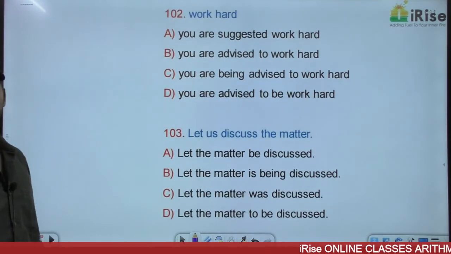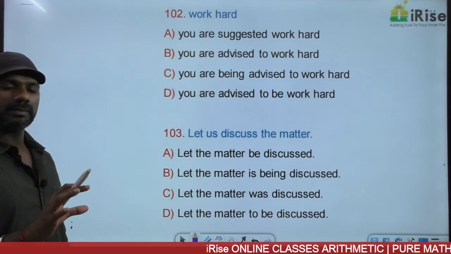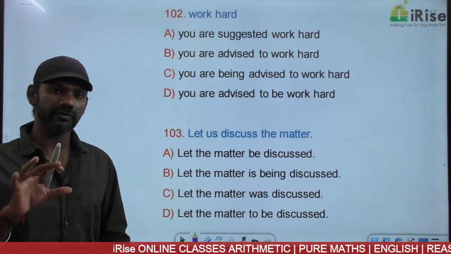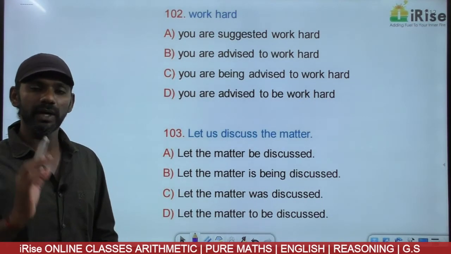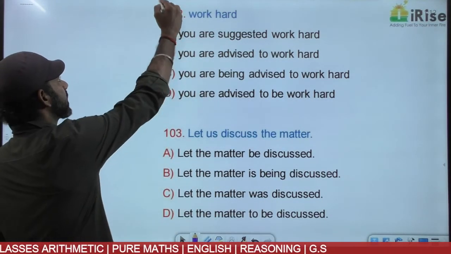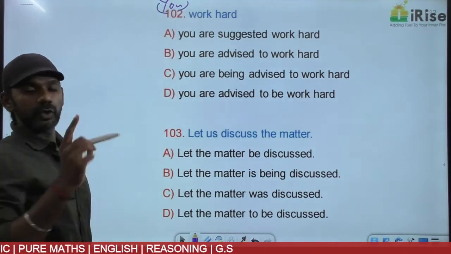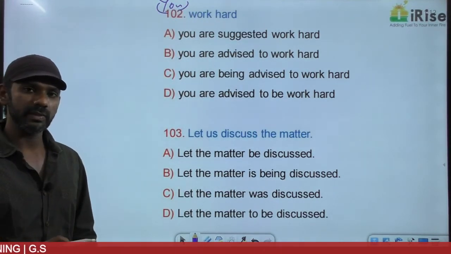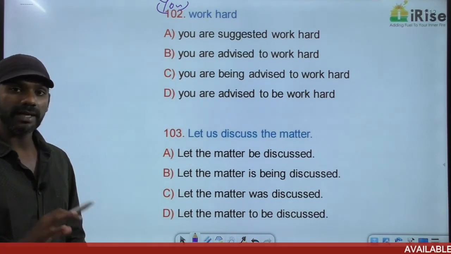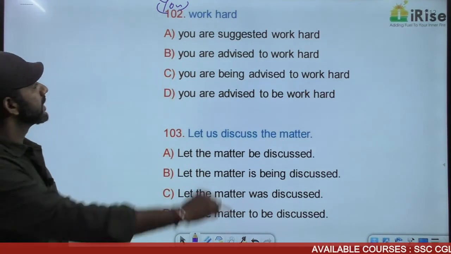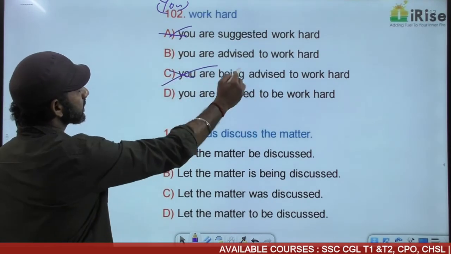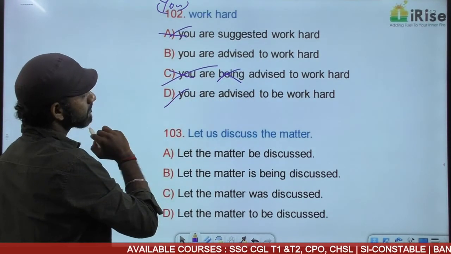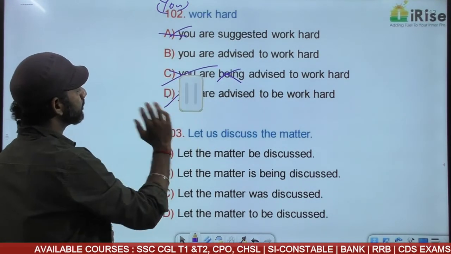Work hard. This is an advice. Something that is said for the benefit of others is called advice. Work hard means you work hard. The subject you is understood here. If you work hard, you will benefit. This is an advice. An advice in the passive voice must be in the structure: you are advised plus infinitive. So A is gone, C is gone. We have two options left, B and D.